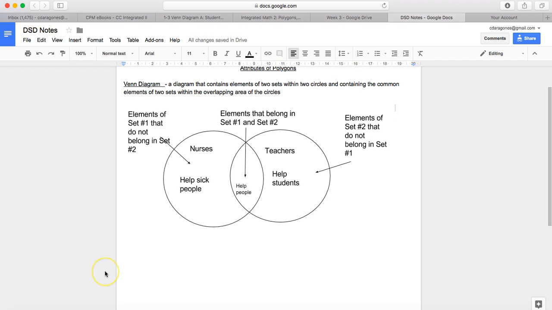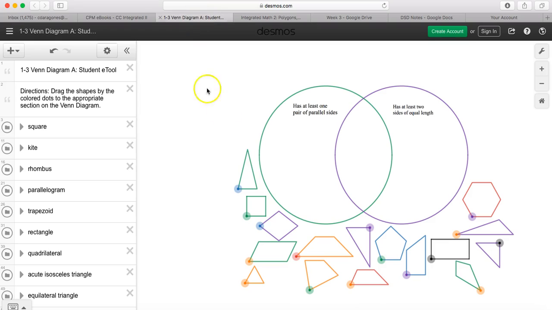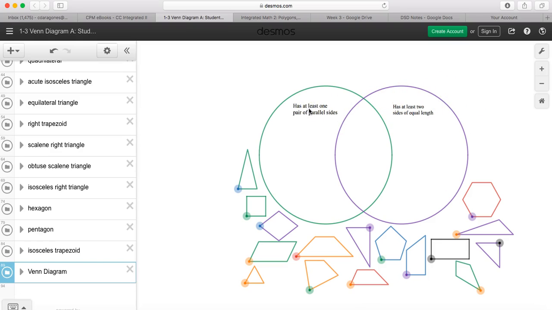Okay, so hopefully you kind of understand how Venn diagrams work. Now you can start working with the Venn diagram on this website. I want to get a couple of definitions out of the way before we work with it. This Venn diagram has 2 different sets. The first set is all the shapes, all the polygons that have at least one pair of parallel sides.